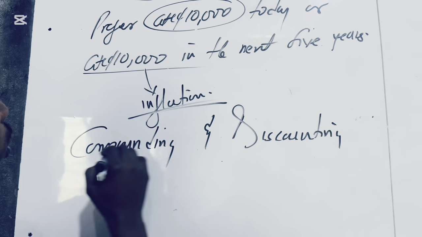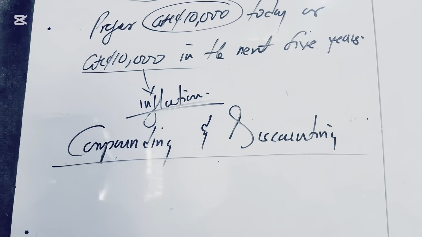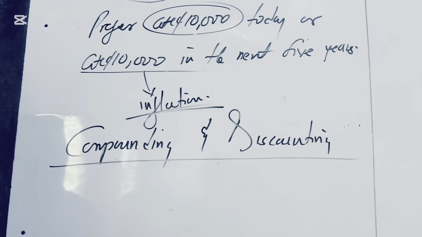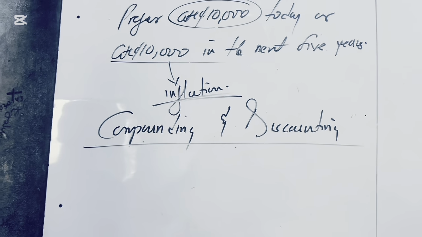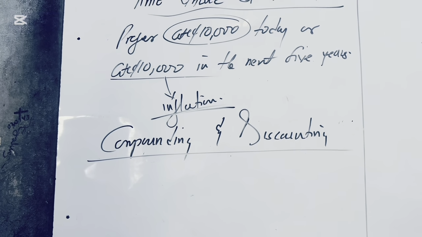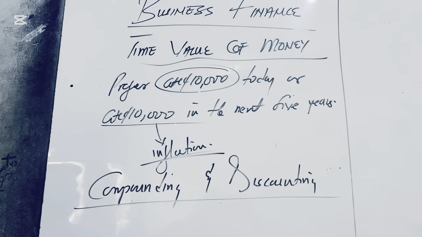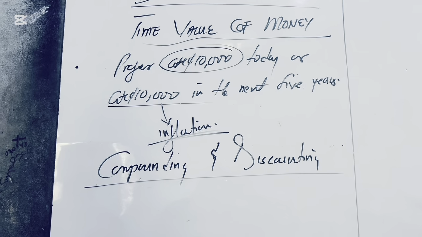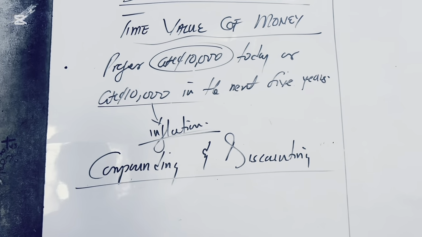Now we want to look at these two terms, compounding and discounting. Normally, when you invest in treasury bills or other securities, they are sold to you at a discount rate. So what do we mean by discounting and what do we mean by compounding?